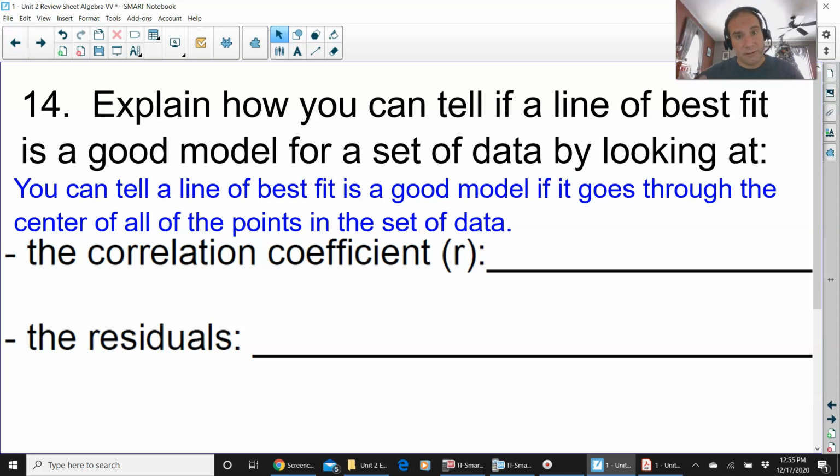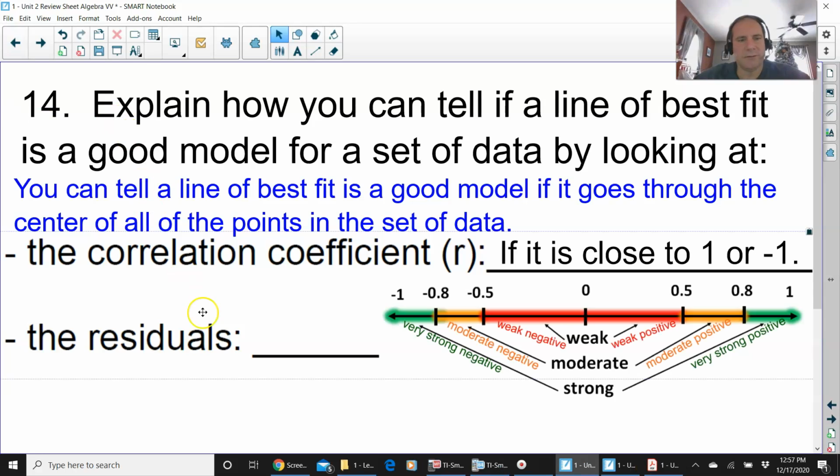So now, how can you tell if the correlation coefficient is good? You can tell right here if the correlation coefficient is -1 or close to -1 or 1, that means it is a very strong positive or strong negative.